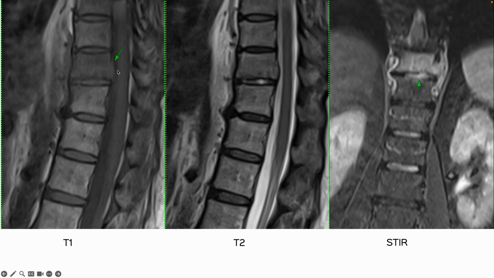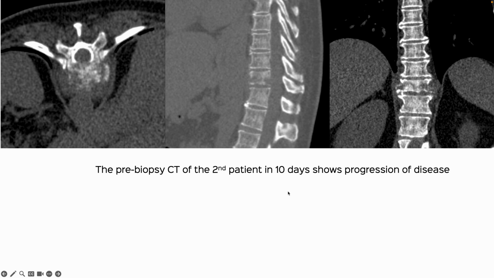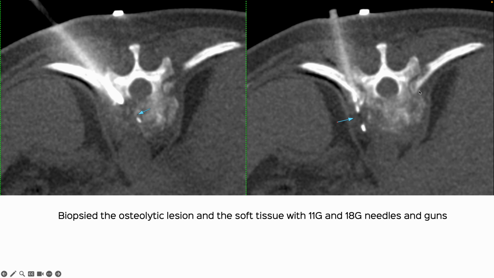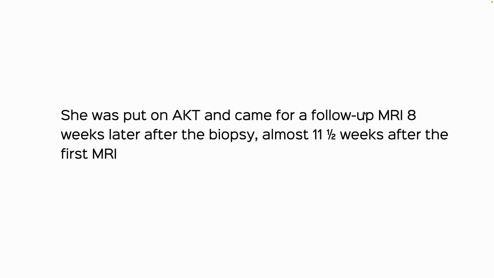Clearly, you can see abnormal soft tissue. This was seen on the axial images as well. By the time the patient got ready for a biopsy, 2 weeks had passed and the CT scan shows progression of disease. I biopsied it from the left side, went into the osteolytic lesion and the soft tissue. All the cultures were negative, TB and non TB, and the histopath was reported as highly suggestive of tuberculosis.